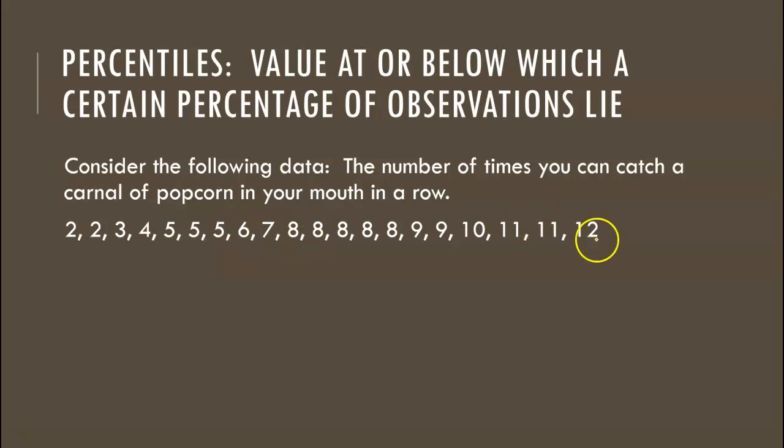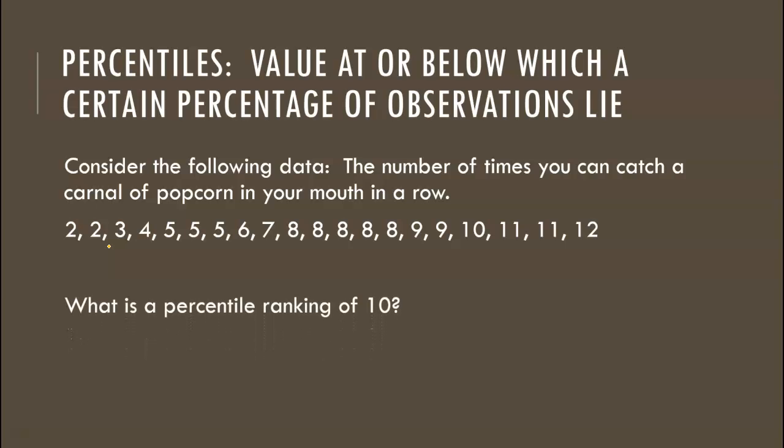If we survey 20 people, or test 20 people, or maybe you do this 20 different times, and the first time you do 2 in a row, and then you do 8 in a row, and then you do 4 in a row, and then you do 11 in a row. And we keep track of this to determine how many times you can catch a kernel of popcorn in your mouth in a row. This is the number set that we would come up with. That would be a fun activity to do in class.